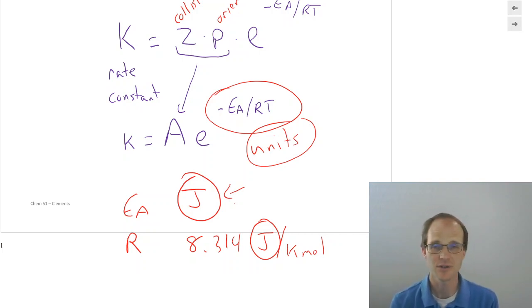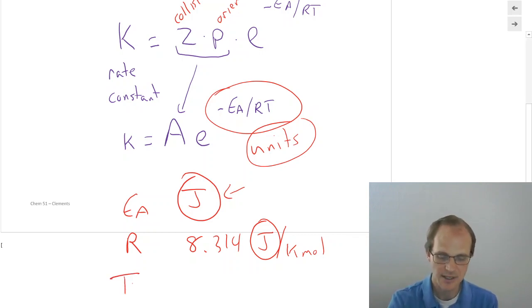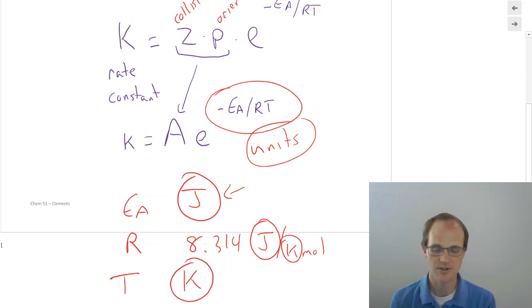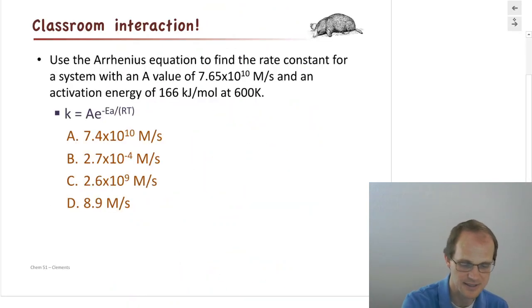Now, on the internet, you can look up R in just about any unit you want. I encourage you to just have one R and convert things to conform to your R, rather than the other way around. Temperature is always going to be in Kelvin, otherwise it won't cancel your Kelvin here. So you've got to keep track of those units, make sure you're doing those units properly. Here's a chance to do it on this next slide.